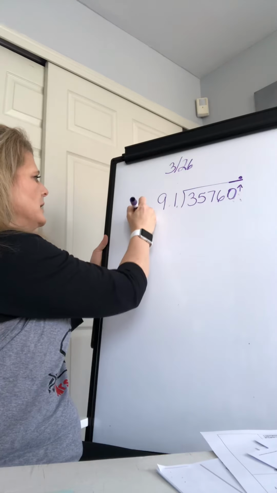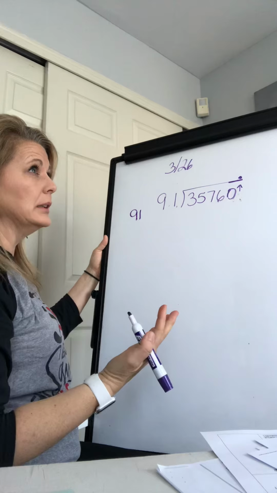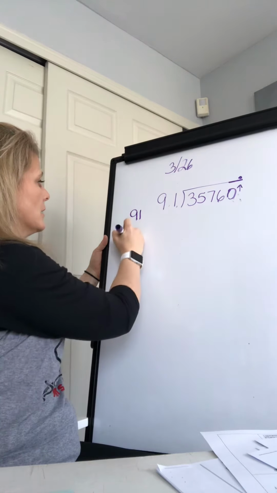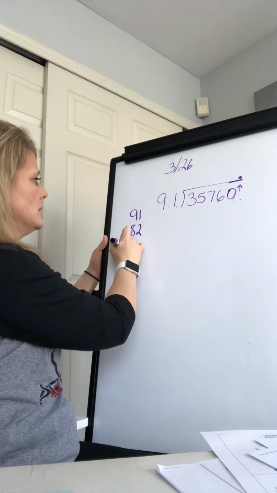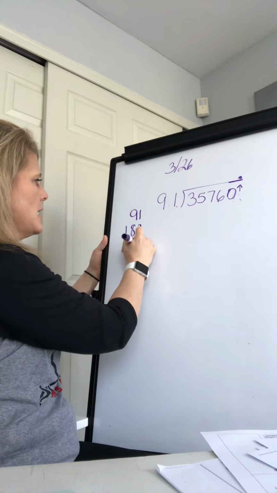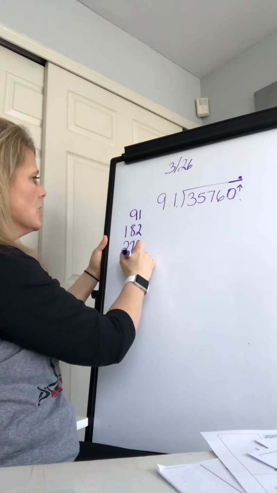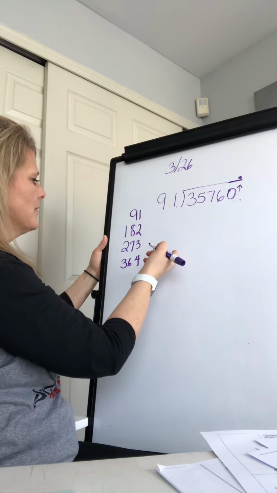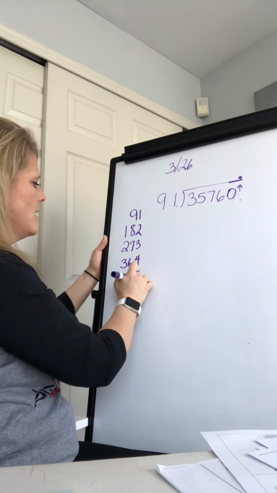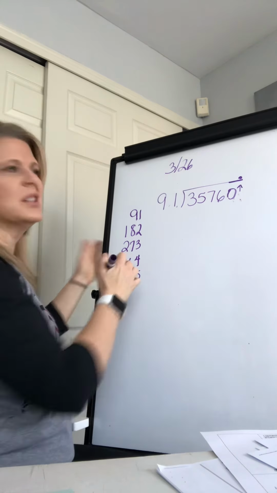I know that 91 times 1 is 91. 91 times 2 is 182. 91 times 3 is 273. 91 times 4 is 364. 91 times 5 is 455. That gives us a good starting point.